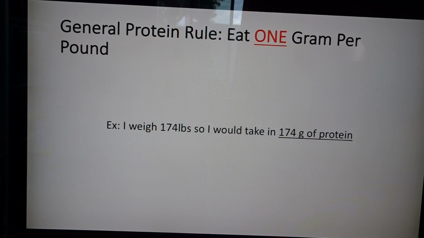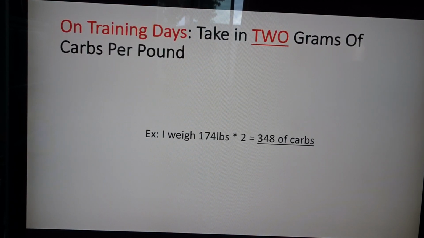Now, example, I weigh 174 pounds, so I would take in 174 grams of protein. Yours is going to be different, of course. If you weigh 165 or 185 or 190, you're going to be taking in that much protein, your body weight. Oh, write this one down too. Your grams of protein. All right, so on training days, take 2 grams of carbs per pound.